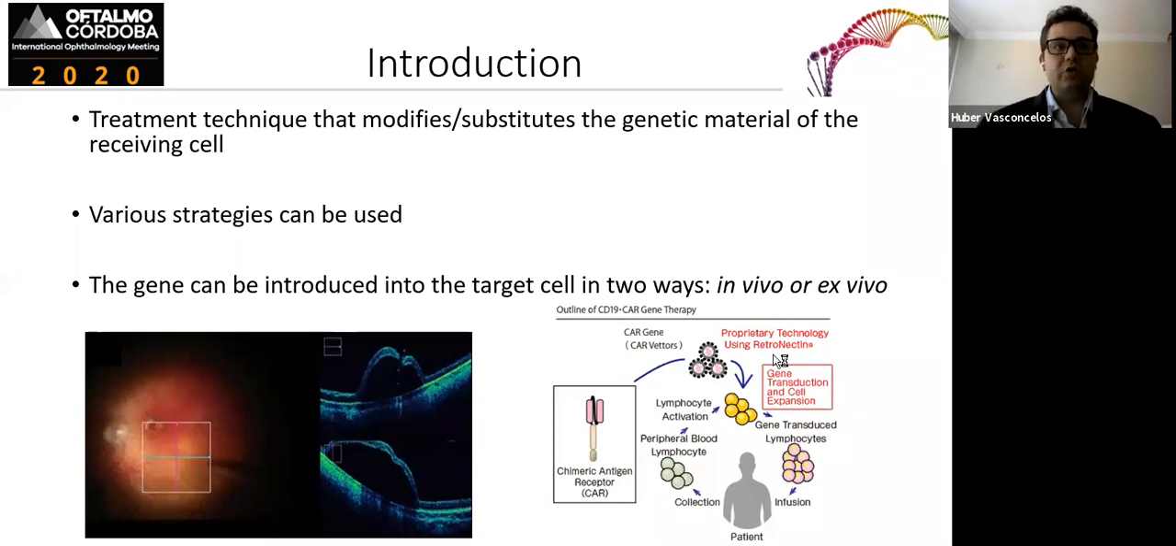The gene can be introduced in the target cell in two ways, in vivo or ex vivo. In the in vivo technique, the introduction of the gene occurs directly in the organism, while in the ex vivo technique, the cells are removed from the individual, genetically modified, and then reintroduced. In ocular gene therapy, the in vivo technique is currently used, while the ex vivo technique has been applied more in preclinical research and even in treatment of some oncology problems like lymphomas.